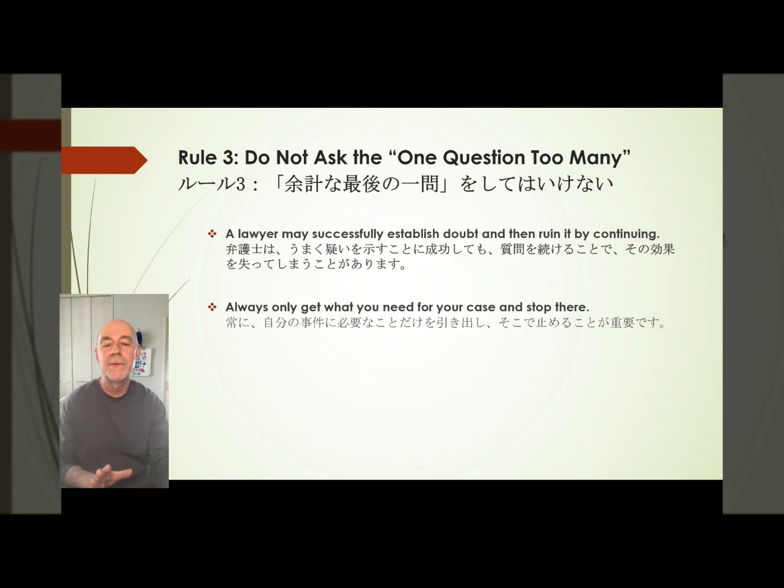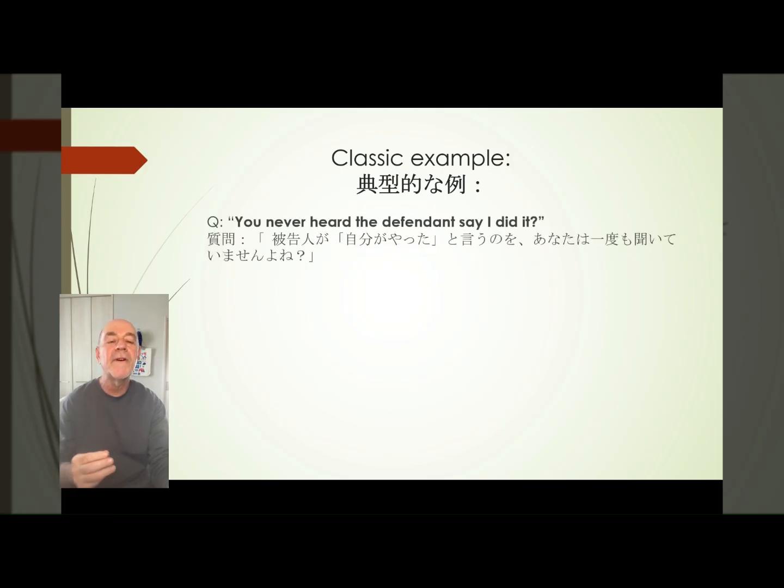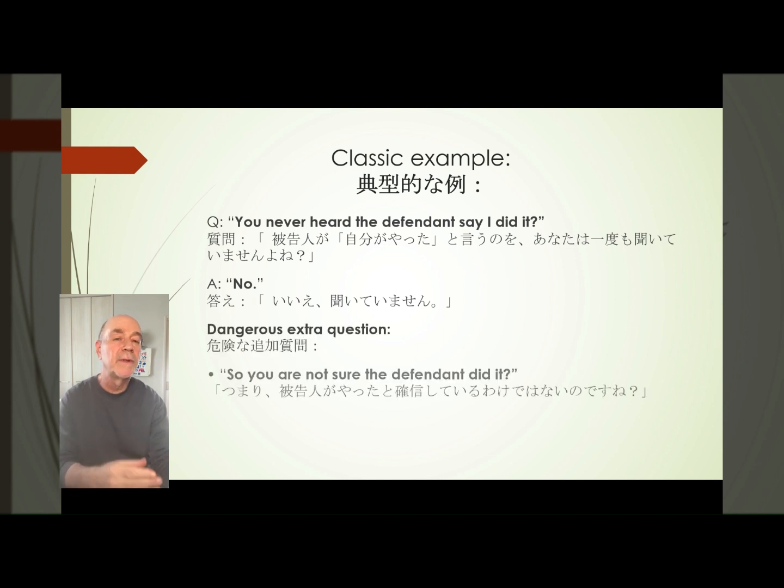I just want to give you an example of what I'm talking about. Let's say your question is, you never heard the defendant say, I did it. And then the answer is, no, I never heard the defendant say, I did it. Stop there. You stop there, because the dangerous extra question is, oh, so you're not sure the defendant did it at all, are you? You want to start to try to make your argument to the judge or to the jury. You're trying to make your ultimate point.